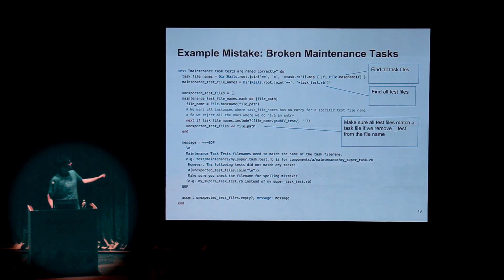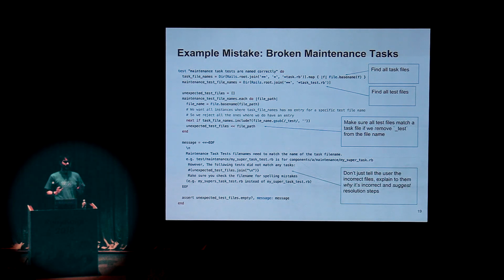We go through every single one of those tasks, and we make sure that if we remove _test, there's an associated task for that test. And this makes sure that they match. If they don't match, we send a nice little error message down here saying, hey, something's wrong. You can't pass, it doesn't pass yet. And now the code works fine. The code is perfect, except that it's not named properly.